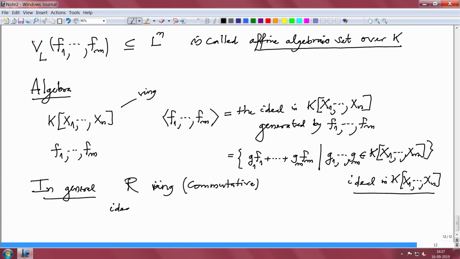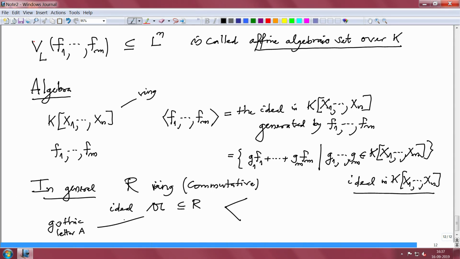An ideal, I will write this with a Gothic letter, is a subset of R. This is a Gothic letter which corresponds to the letter A. So I keep calling it that because of Dedekind. Dedekind was the first to introduce ideals and study ideals and so on.